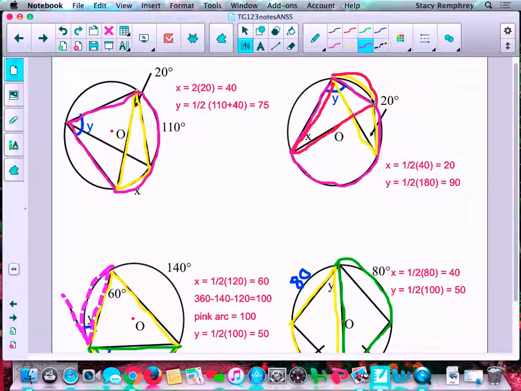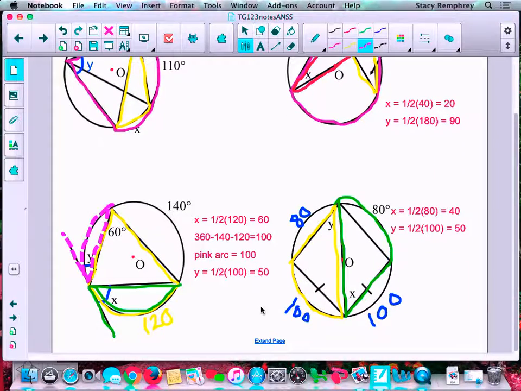So I went out to the yellow arc and said the yellow arc must be 40 then. Well, if you look at x, the yellow arc and the red arc are the same thing. So x is going to equal the same thing as the yellow arc. So the yellow arc here equals 40. So x is equal to half of that, which is 20. Angle y is one of those inscribed in a semicircle. It's half of 180, so it equals 90.